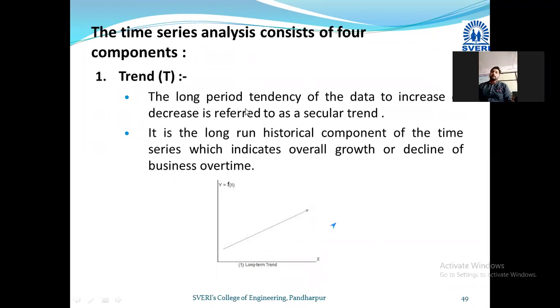So a long period tendency of the data to increase or decrease is referred to as a secular trend. Okay, either it can be positive or it can be negative, that is nothing but a secular trend. Over a large time frame, it can either keep increasing or keep decreasing. That is nothing but a secular trend. So it is a long-run historical component of the time series which indicates overall growth or a decline of a business over time.